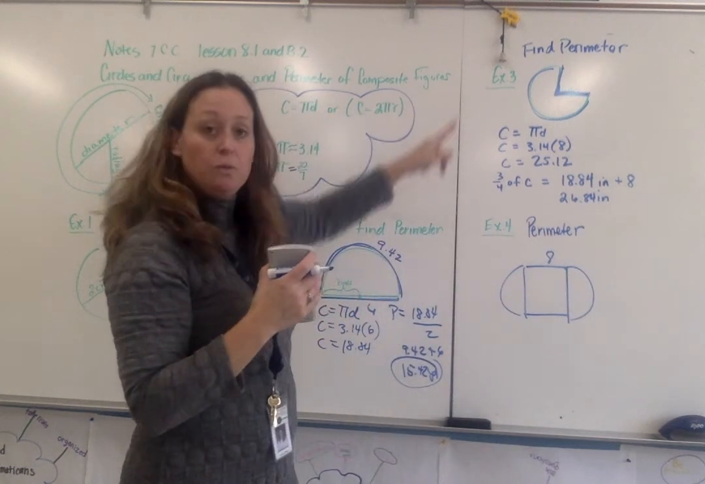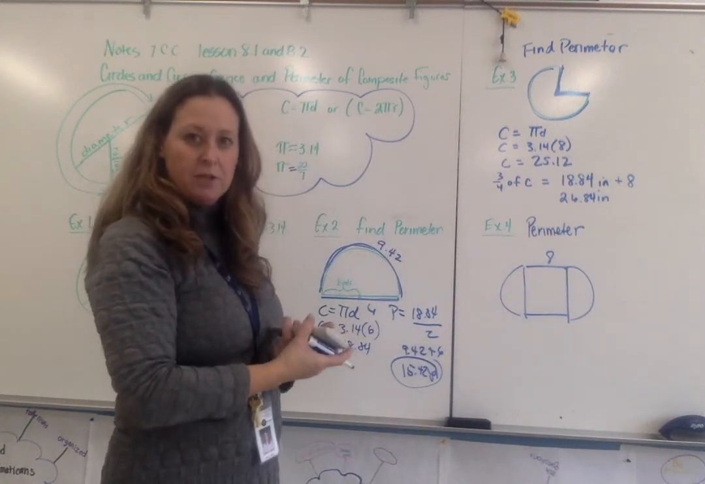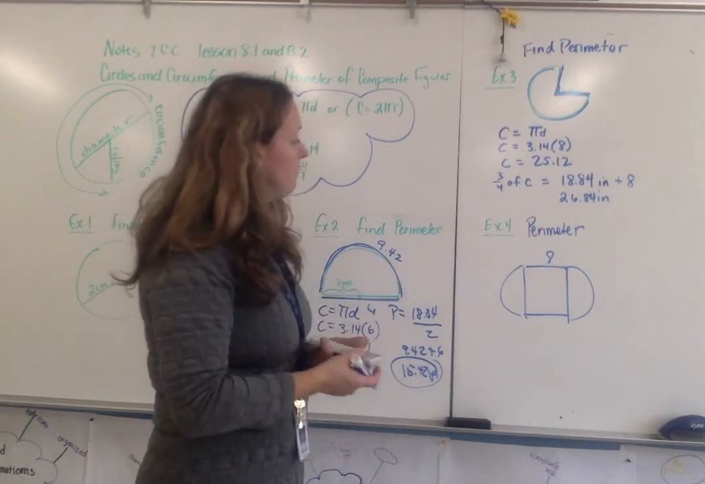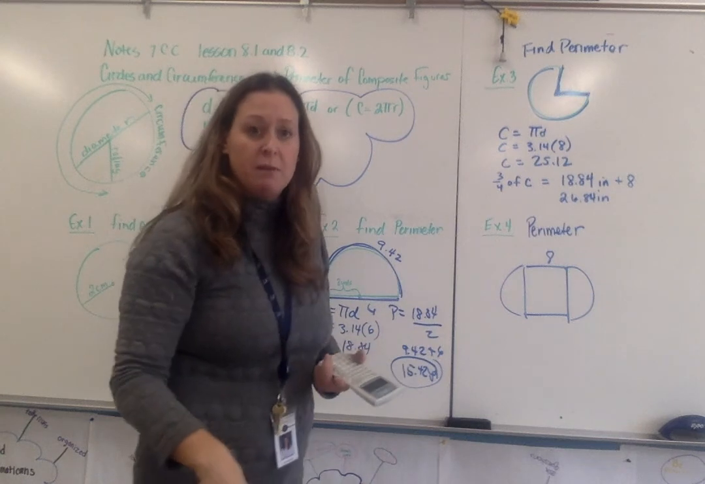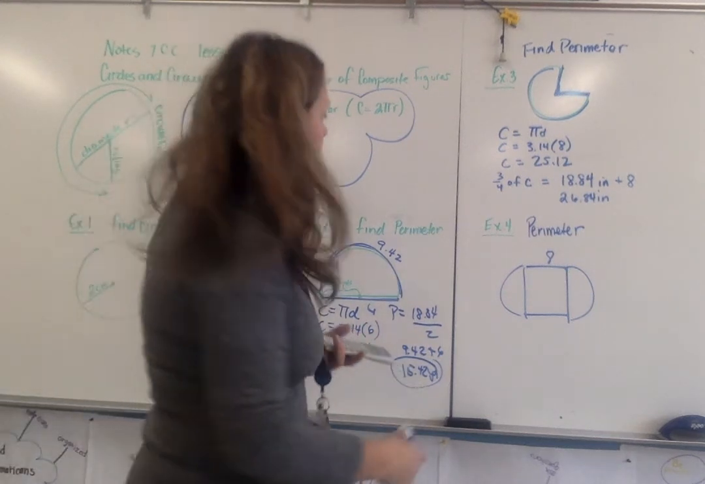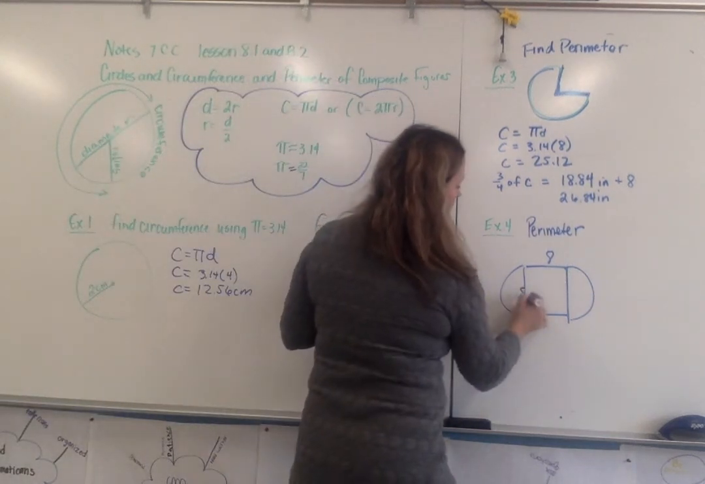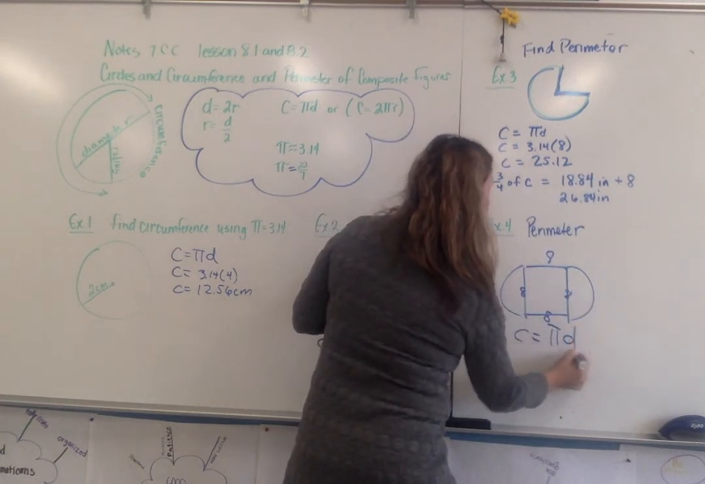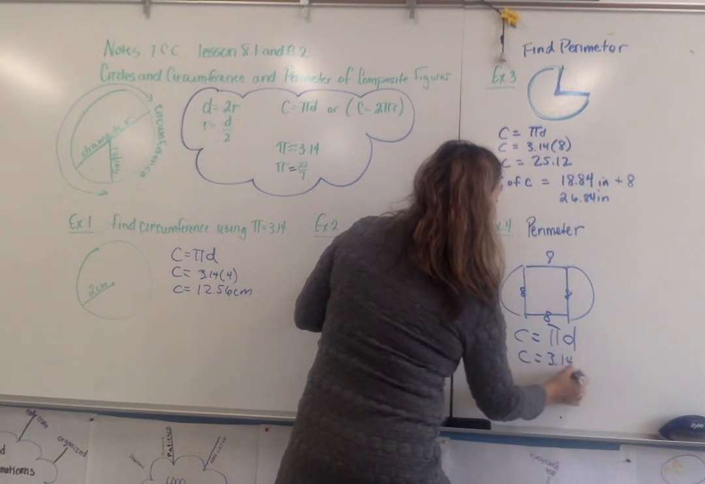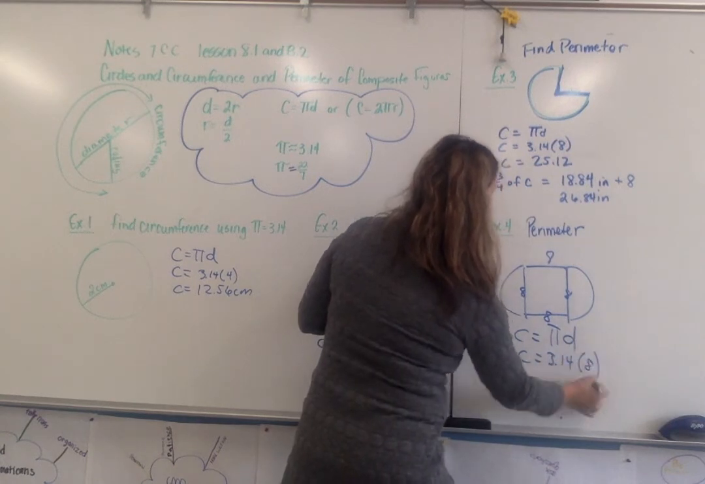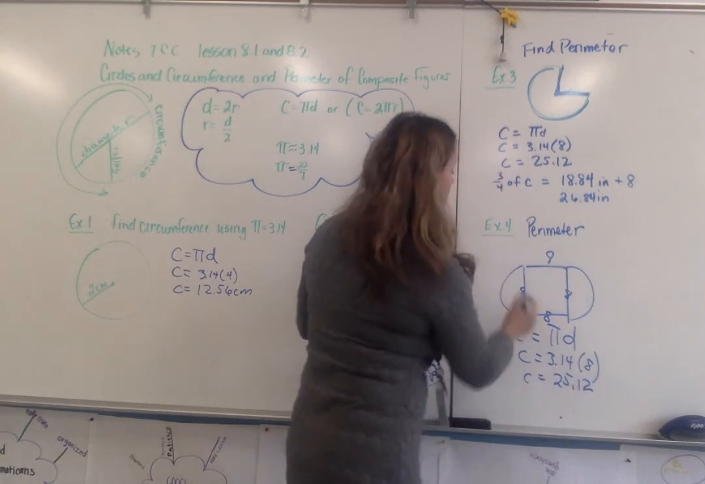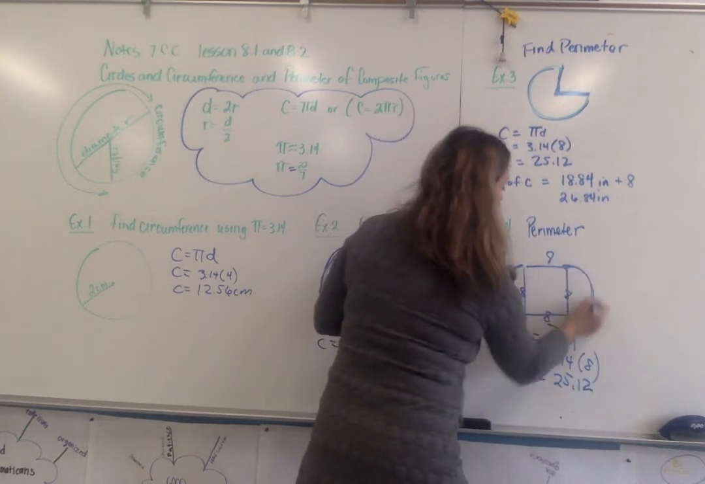Examples 2, 3, and 4 are considered composite figures, and composite figures are made up of other figures. So example 4 is made up of a square and 2 semicircles. Those 2 semicircles, if we put them together, would be a full circle, so I can find the circumference of that. Circumference equals 3.14 times the diameter of 8. I did that up there, and I already know that that's 25.12. So that represents these 2 outer parts.